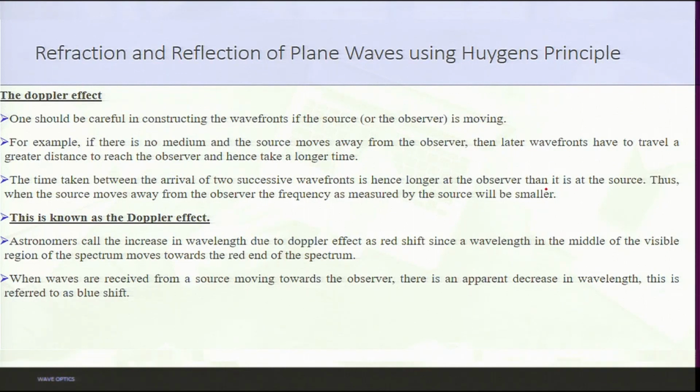So, please look over here carefully now. So, what is Doppler effect? One should be careful in constructing the wavefronts if the source is moving. Till now, anything which we were trying to understand using the wave theory of light, we understood with the source being stationary. Let this be the source we are talking about. Source is stationary at this point.